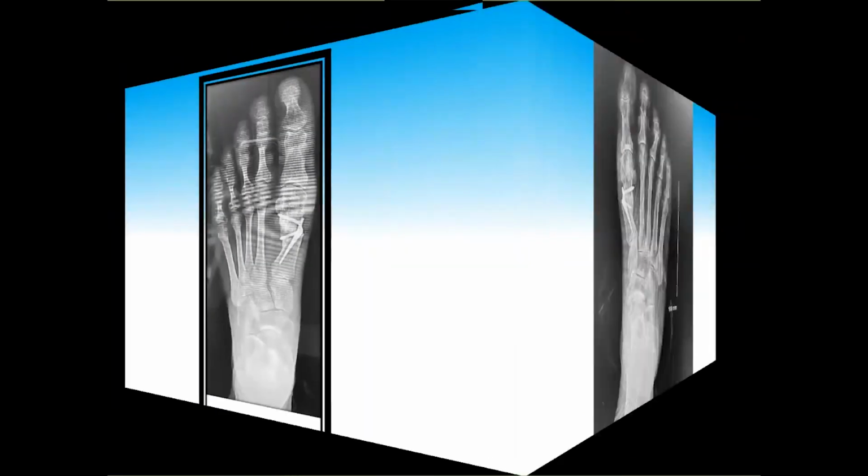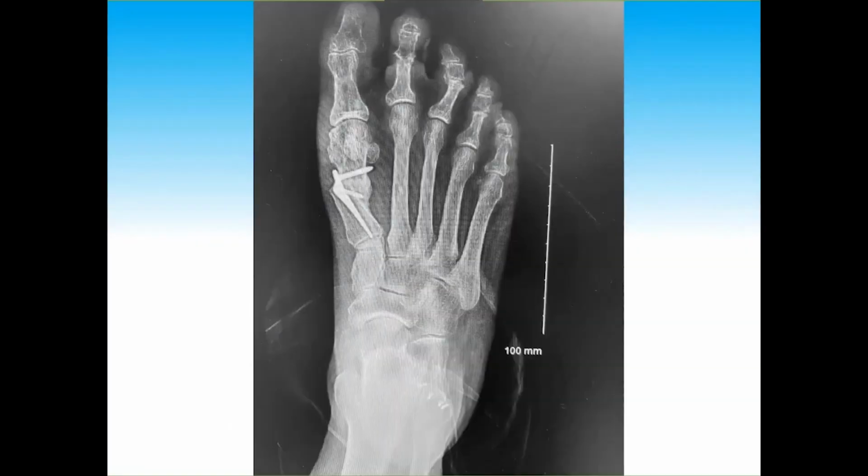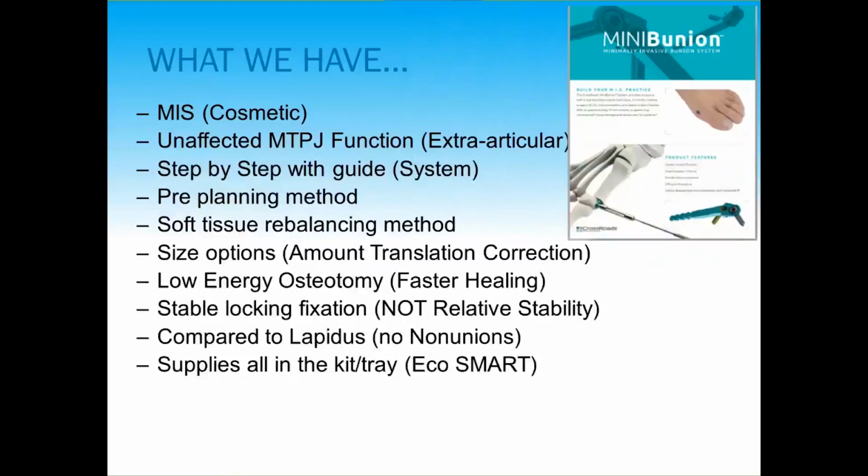So here's another example of a 3-month post-op x-ray where I went a little bit more proximal with the osteotomy, so I wouldn't have to translate as much, and I could still get pretty good correction at this level of the osteotomy as well. So this implant's very stable, very versatile for various options.